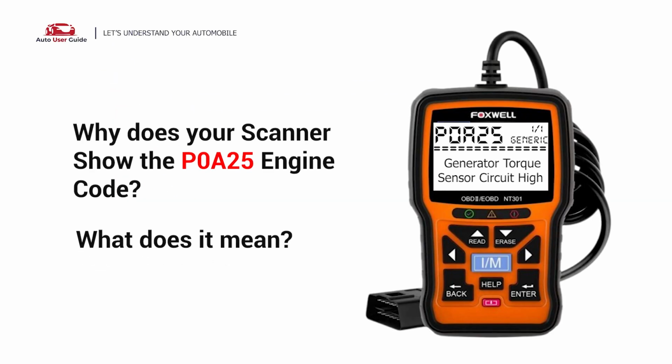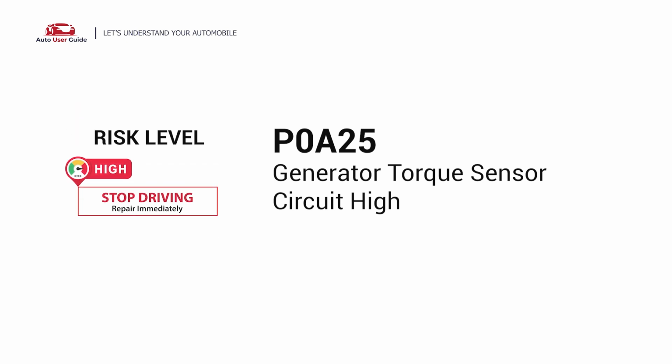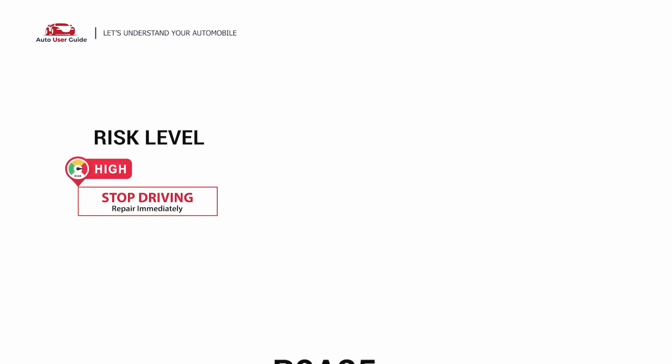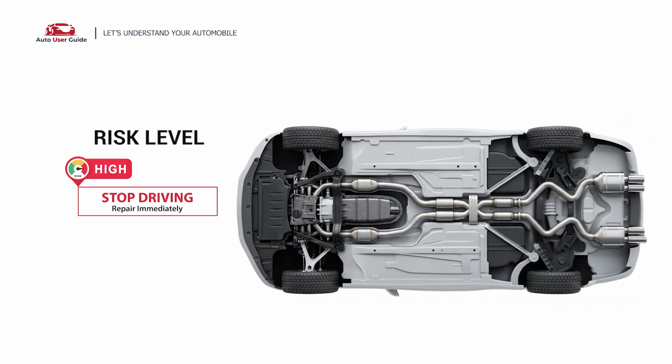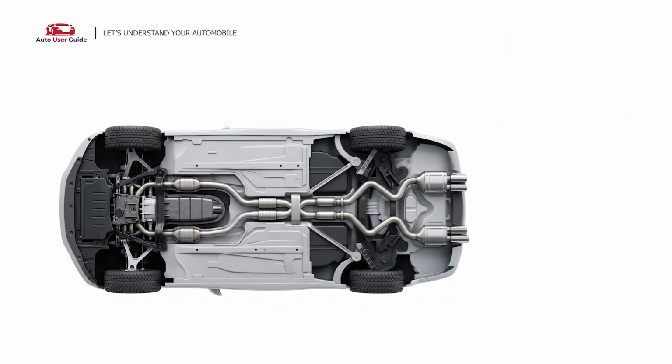Why does your scanner show the P0A25 engine code? What does it mean? P0A25 is a diagnostic trouble code for generator torque sensor circuit high. The P0A25 engine code indicates that the PCM detects a voltage signal from the generator torque sensor that is abnormally high, missing, or outside the expected plausible range. Under this circumstance, stop driving and repair your vehicle immediately.